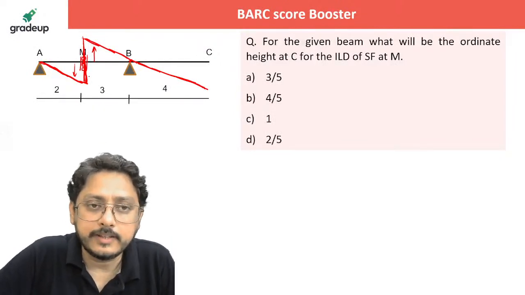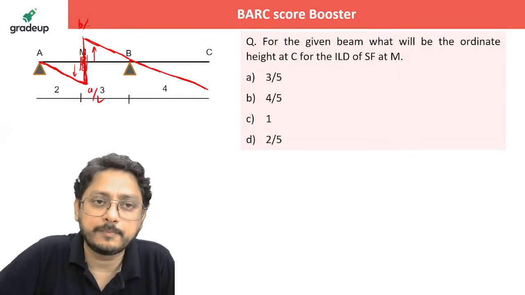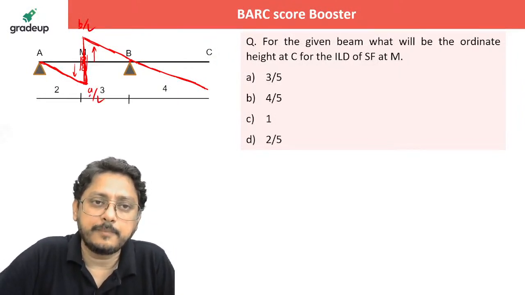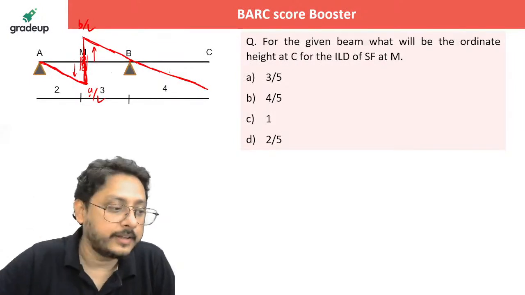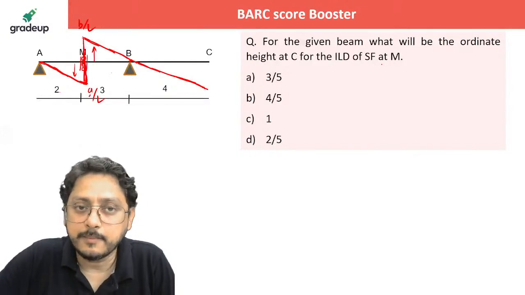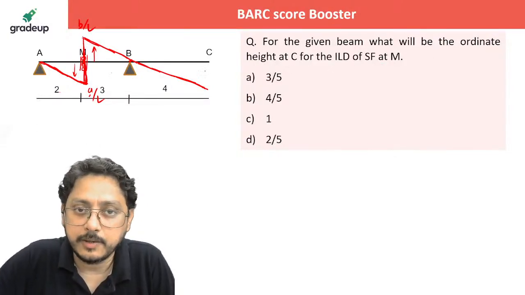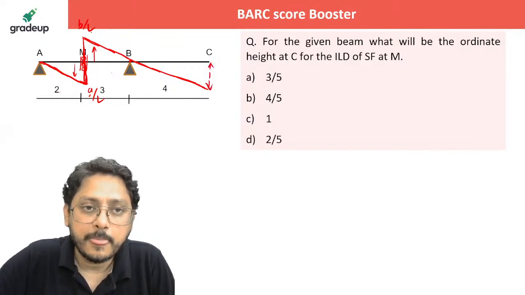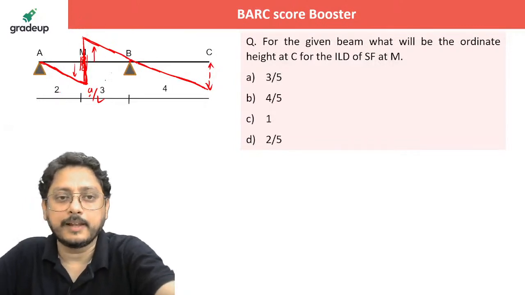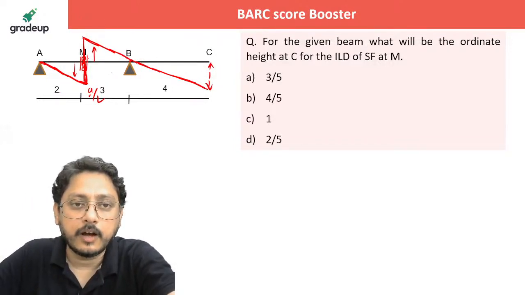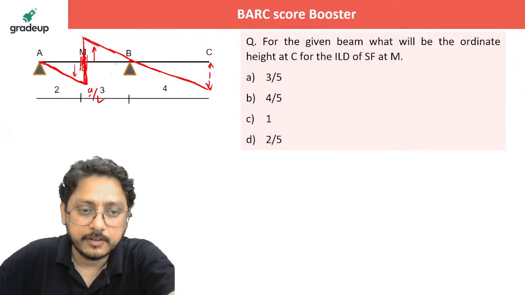Now what is the value here that you need to remember? This is your A by L and this is your B by L. Simply remember A by L and B by L. A is 2 and B is 3. That's all. Now how to identify the ordinate? If he is asking what is the ordinate height at C, it means the ordinate height here at C. If you see here, B by L means what? B is 3, so it is 3 by 5, isn't it? That is this height. If you see, that is 3 by 5.